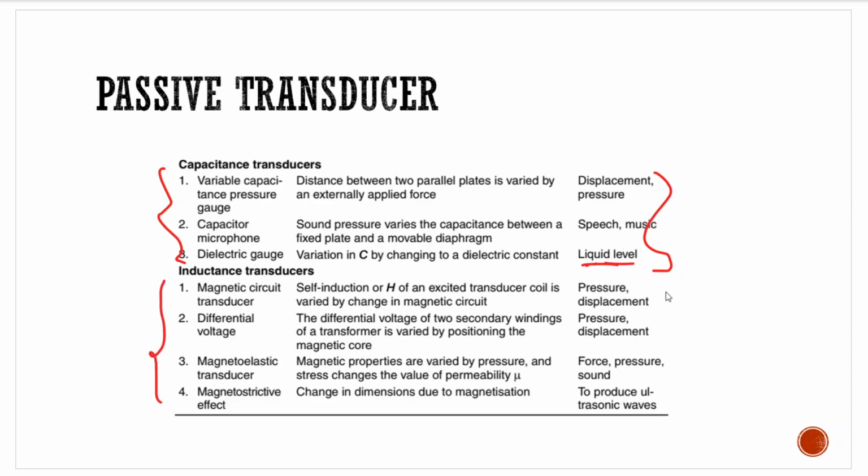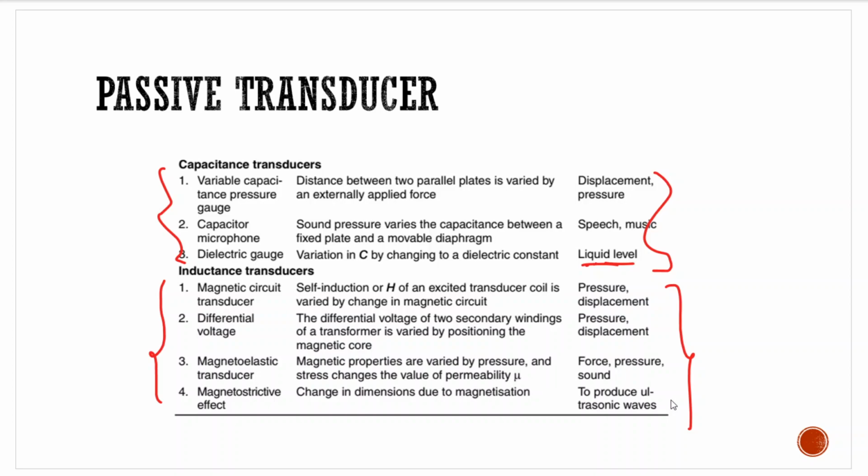ऐसे ही आपके inductance transducers हुए. So different types of inductance transducers. You have a magnetic circuit transducer. So self-induction of a coil can be varied by change in magnetic circuit. So accordingly, again you can measure pressure or displacement using magnetic circuit transducer. You have a differential voltage. You can measure pressure and displacement using a differential voltage. You have magnetoelastic transducers. Using that, you can measure force, pressure, or sound. You have magnetostrictive effect. So using this, you'll be able to produce ultrasonic waves.